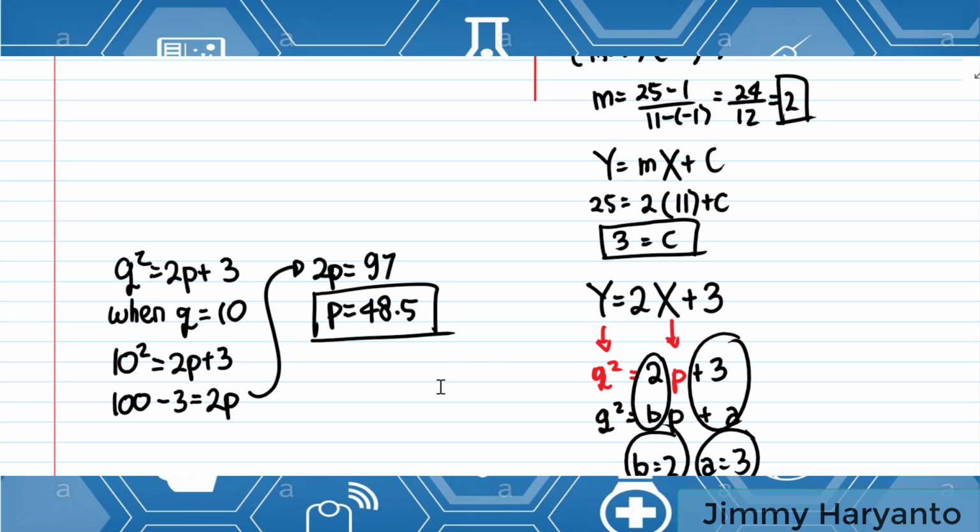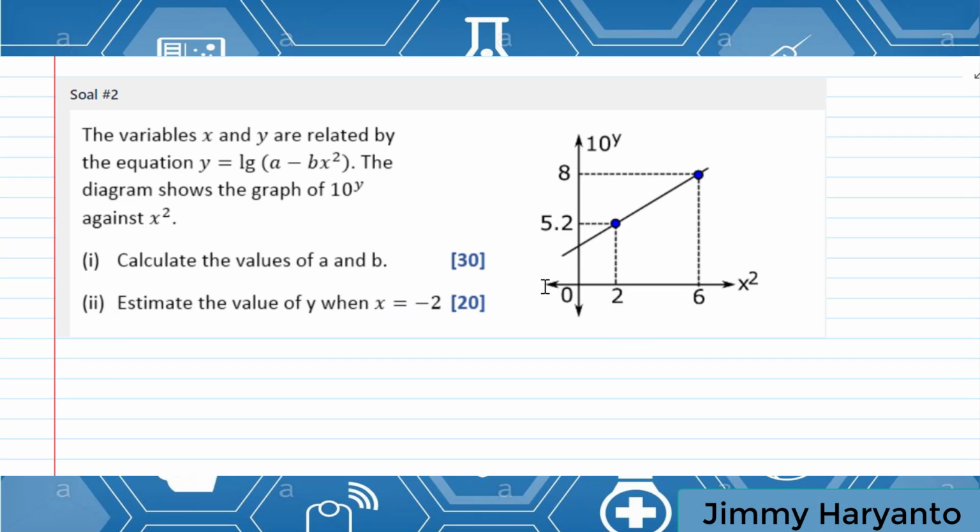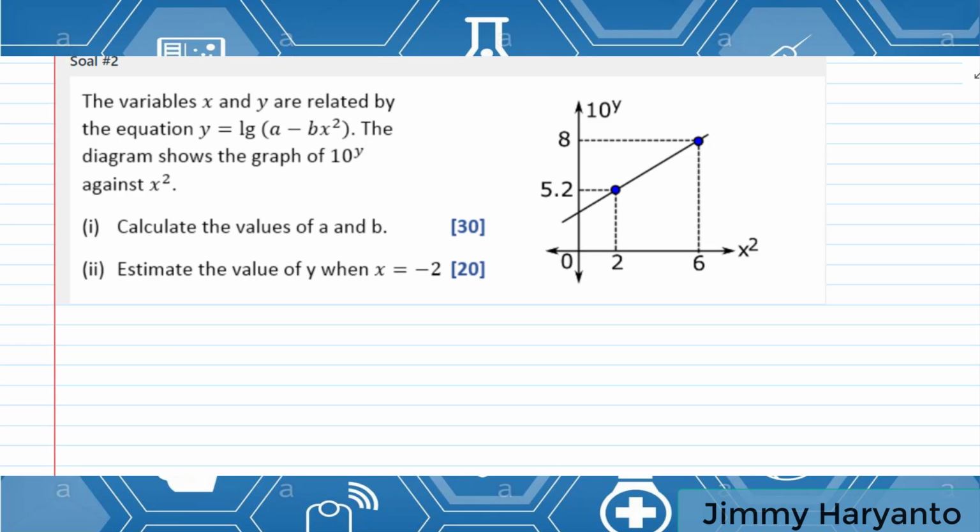Okay, 48.5. Yeah, this is the answer for number 1. Okay, next is number 2. Number 2, the variables x and y are related by the equation y equals to LG blah blah blah. The diagram shows blah blah blah. You have to find the gradient first.